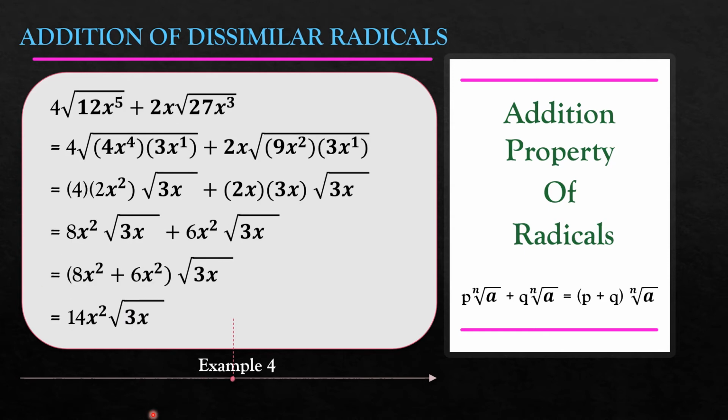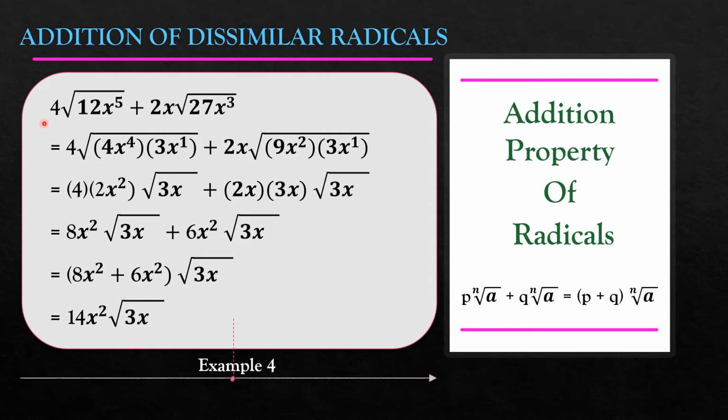Another example of adding dissimilar radicals is our example 4. So 4 square root of 12x raised to 5 plus 2x square root of 27x cubed. So again, para magamit natin ang addition property of radicals, kailangan itong addends natin ay magawa nating magkaroon sila ng common radical. So para magawa natin yon, we have to simplify itong square root of 12x raised to 5 at saka si square root of 27x cubed.